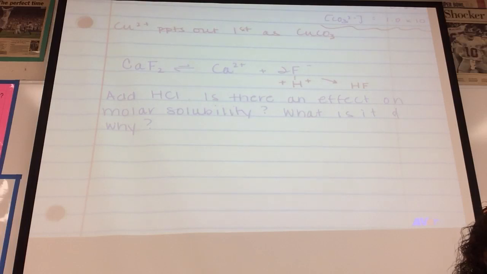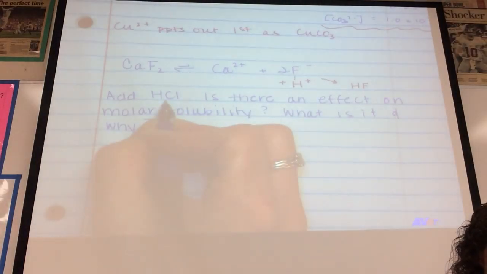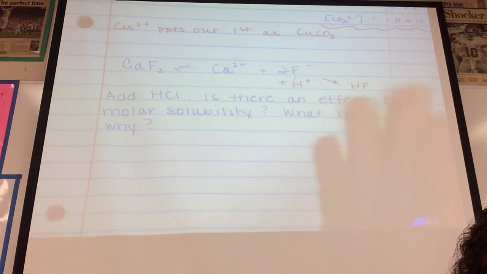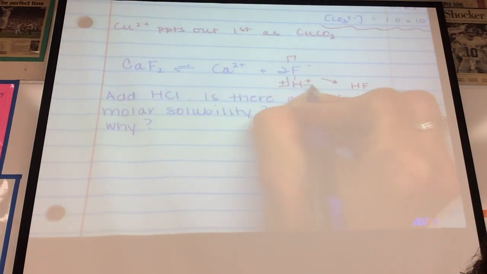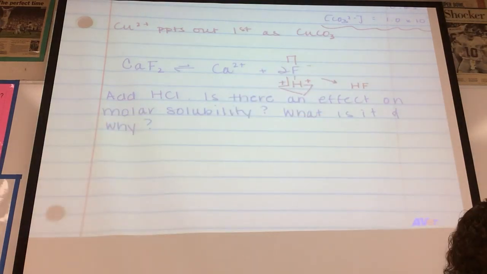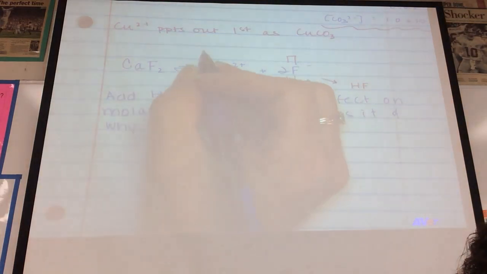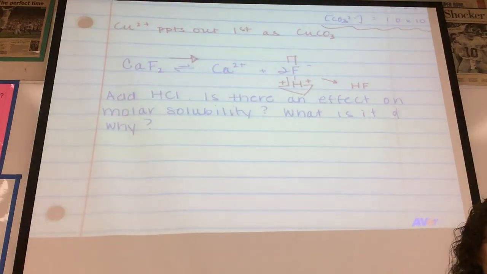Because you're decreasing the concentration, you're taking away the ion. Exactly, you are correct. So by making hydrofluoric acid, you are effectively decreasing the amount of fluoride ion, and equilibrium will shift in the forward direction, thus increasing molar solubility.